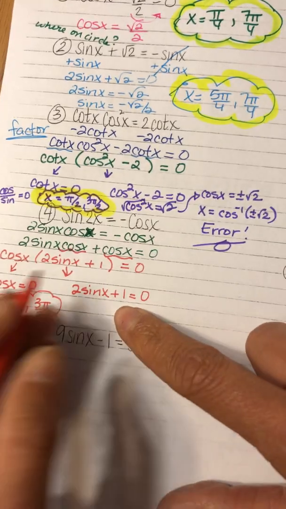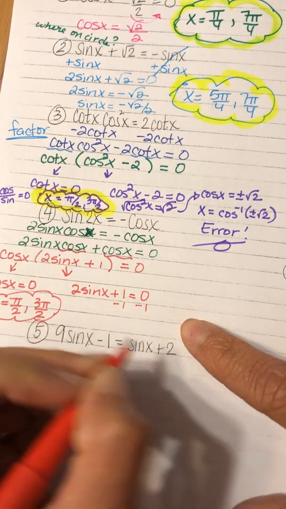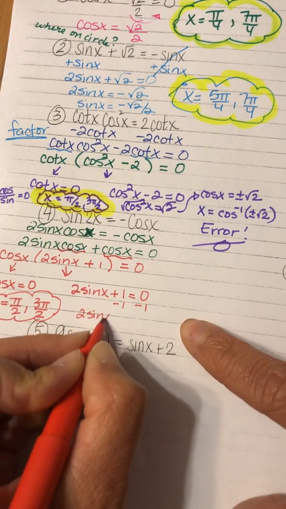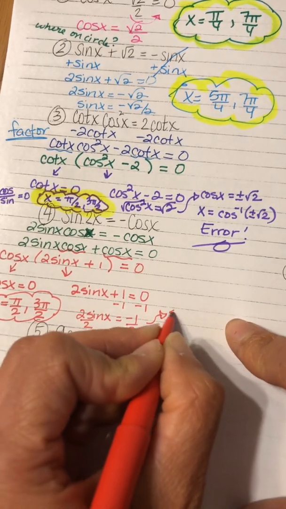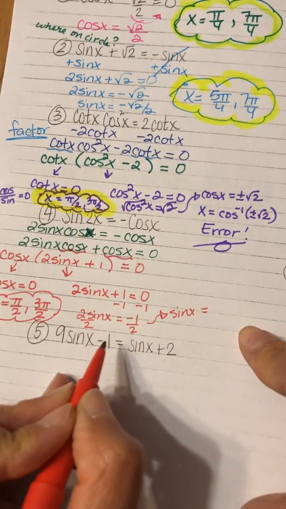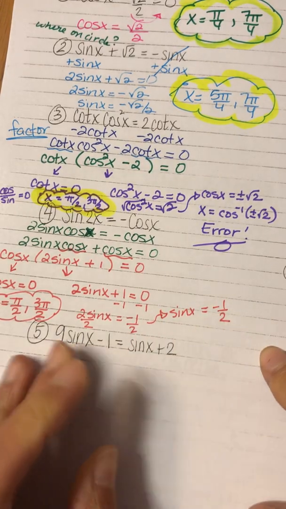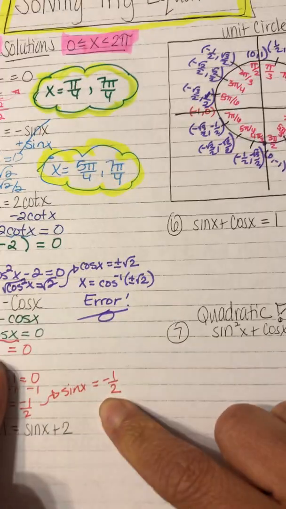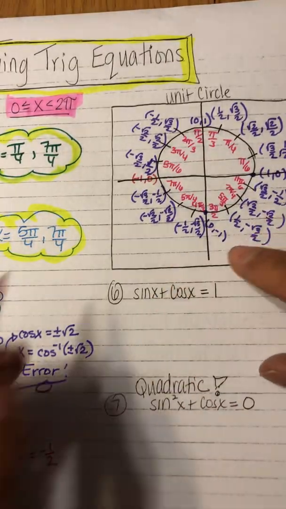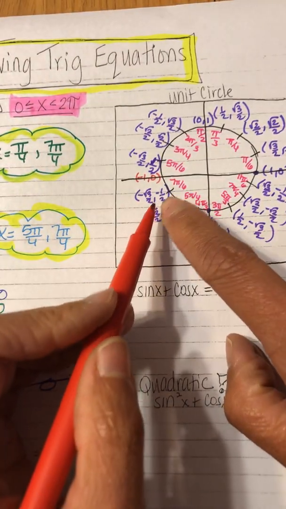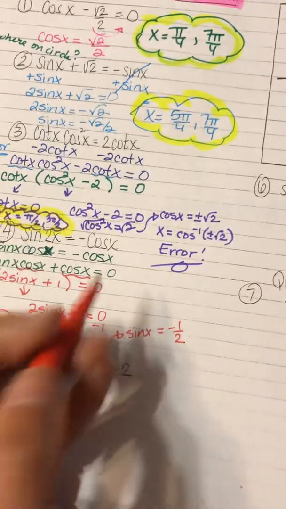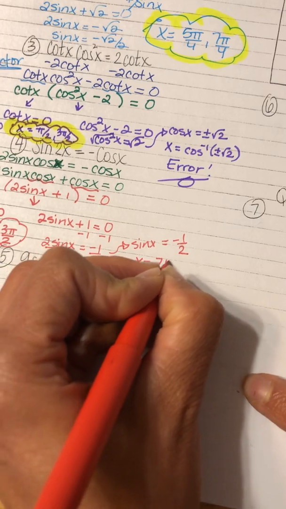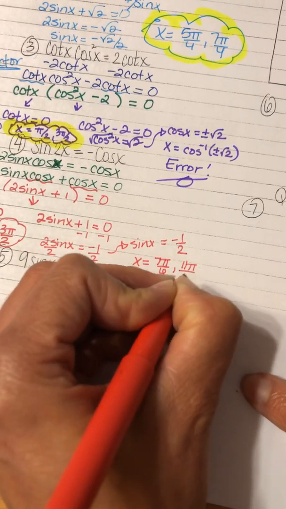And this one, let's go ahead and solve. So we have to subtract 1 on both sides. We'll get 2 sine x equals -1. Divide both sides by 2. We'll get the sine of x equals -1/2. Okay, where on the unit circle is the sine -1/2? Well, sine is -1/2 at 7 pi over 6 and at 11 pi over 6. So that means that x could also equal 7 pi over 6 and 11 pi over 6.